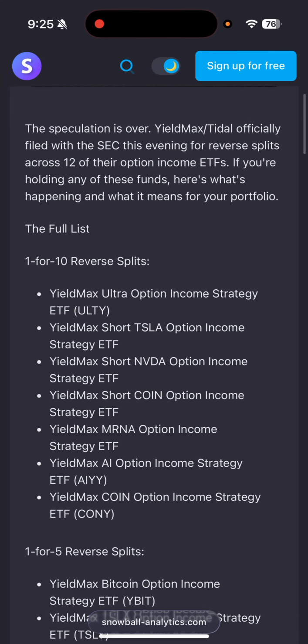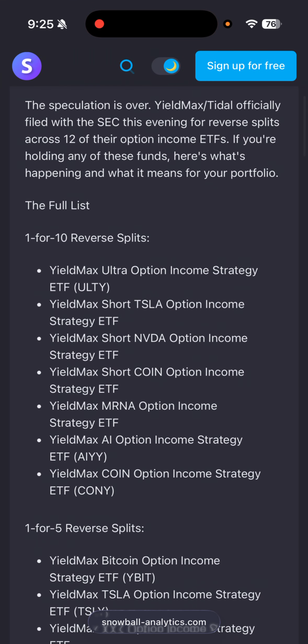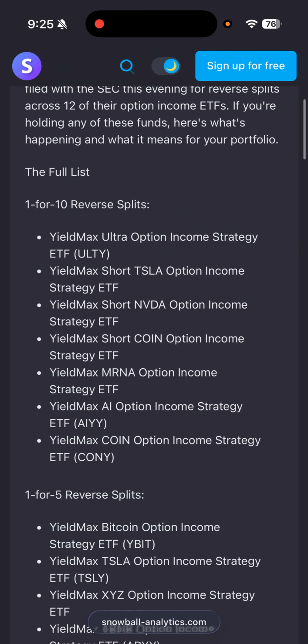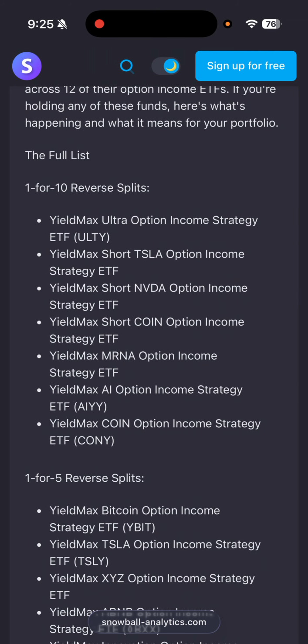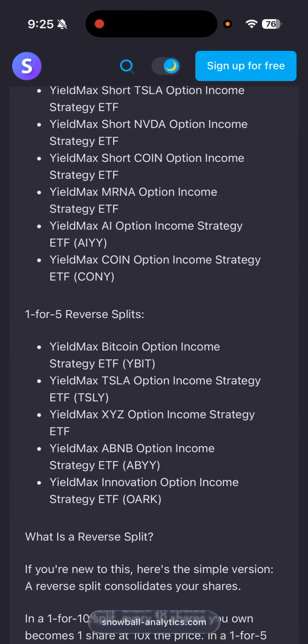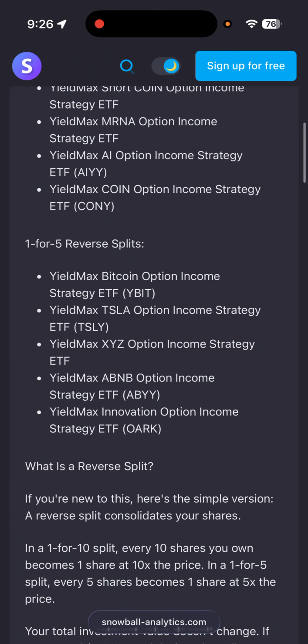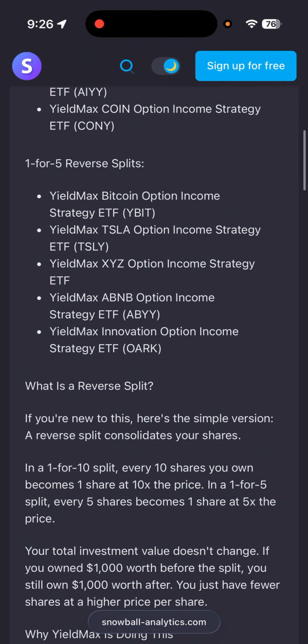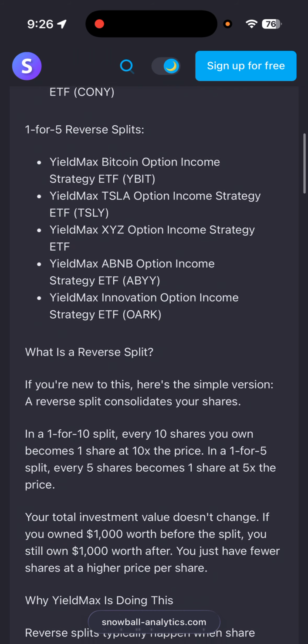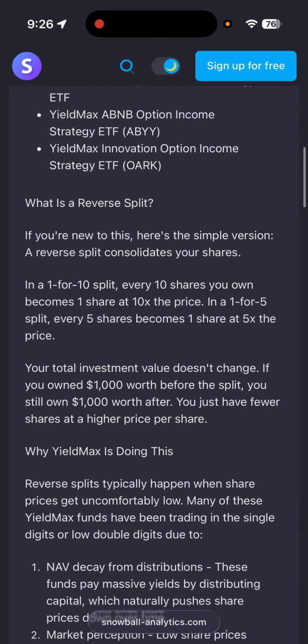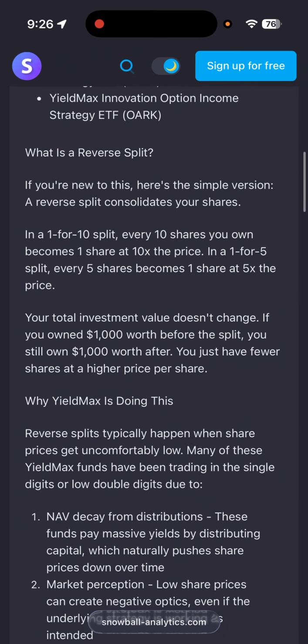Now, the reason I'm using 1-for-10 is because Yieldmax has filed for 1-for-10 reverse splits for all of these following ETFs: Alti, Tesla, Nvidia, Coin, all of the ones that you guys see here, Coney. And they've also got some 1-for-5 reverse splits on the Bitcoin option, the Yieldmax options, Airbnb, and Orc. And this website breaks it down simply as well.